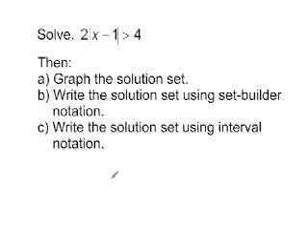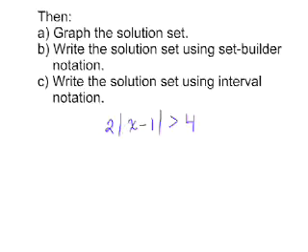So we'll solve our inequality. We have 2 times the absolute value of x minus 1 is greater than 4. And we want to get the absolute value part isolated first, so we'll divide both sides by a positive 2. And since we're dividing by a positive, no need to flip the inequality symbol. So dividing by 2, we have the absolute value of x minus 1 is greater than 2.